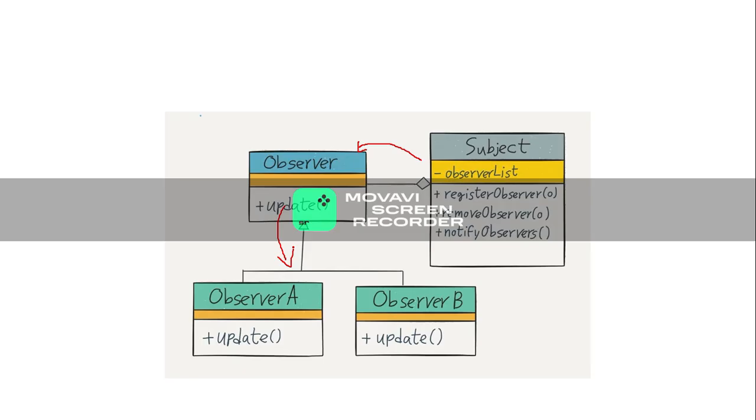Basically the subject will add observers like observer A and observer B. It can also remove observers and notify observers, but the notification will not go directly to the observers. It will go through the observer interface. From the observer interface, it will be forwarded and implemented in the observer classes. So the subject and observers are classes, and observer is an interface.